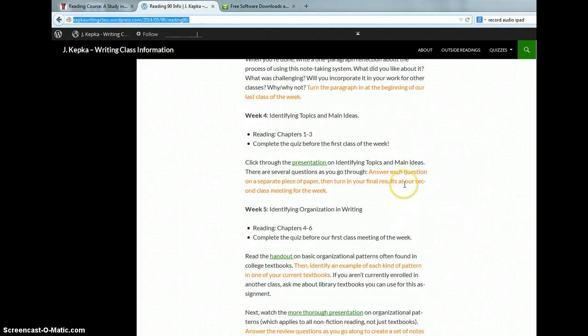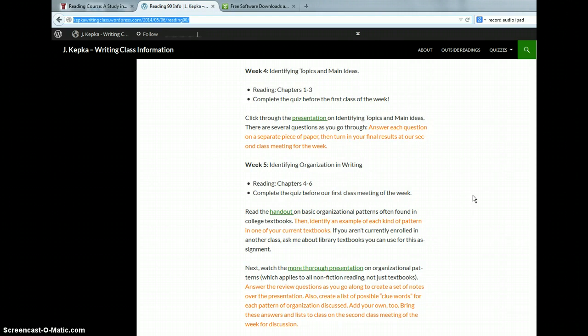Week 4 is when we actually get into the novel. And as you can see, there's a quiz they need to complete before the first class. Same story in week 5. We get into topics and main ideas. And so now we start to really lean on the novel and its pieces.